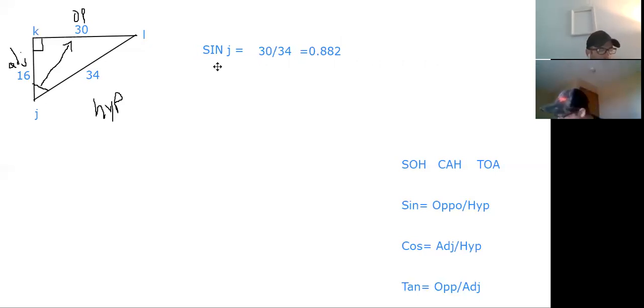So the next one says cosine. Cosine of J equals what? Now all this stuff is going to change except one of these. Look at my drawing. Hypotenuse isn't going to change, but opposite will.